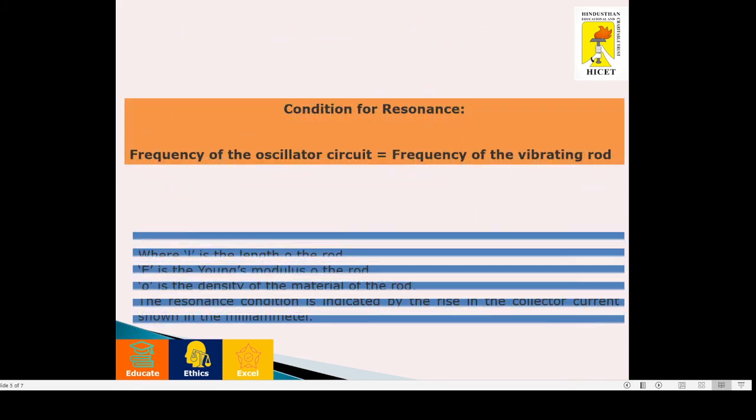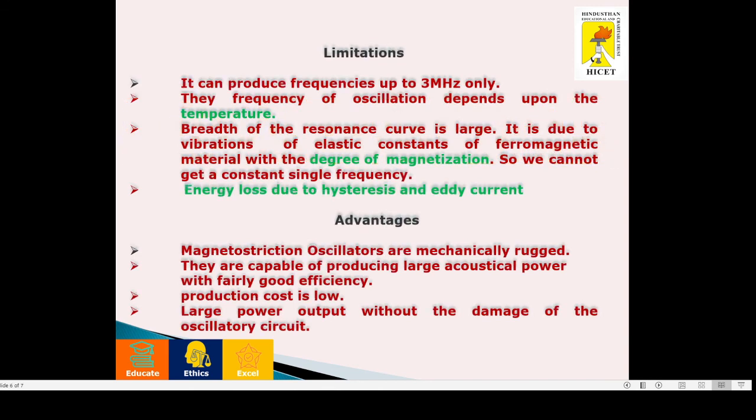So these are the limitations. It can produce frequencies up to 3 MHz only. The frequency of the oscillations depends upon the temperature. The breadth of the resonance curve is large. It is due to the variation of the elastic constant of the ferromagnetic material with the degree of magnetization. So we cannot get a single frequency. There is also energy loss due to hysteresis and eddy current.